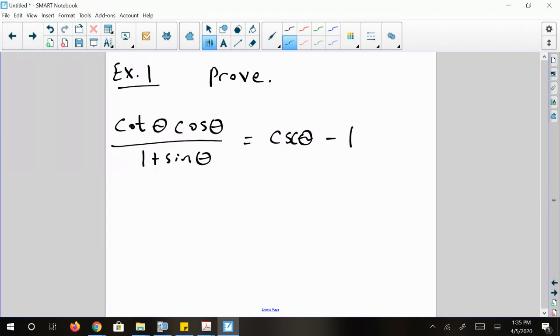minus 1, okay? All right, so first thing that I would like to do here, remember one of our strategies, anytime you see a cotangent, go ahead and change it into something that involves only sine and cosine. So in this case, we'll write it as cosine of theta over sine of theta times cosine of theta divided by 1 plus sine of theta, okay?